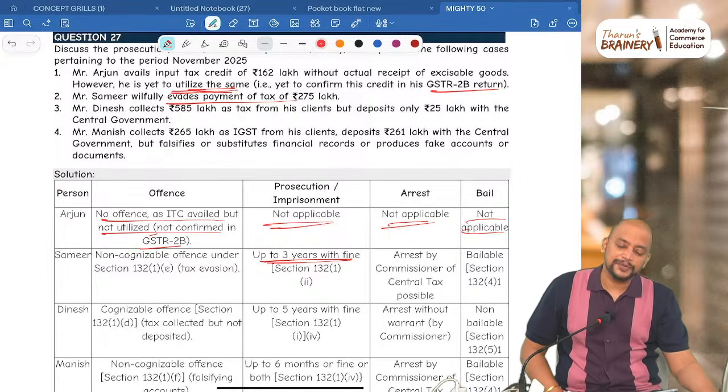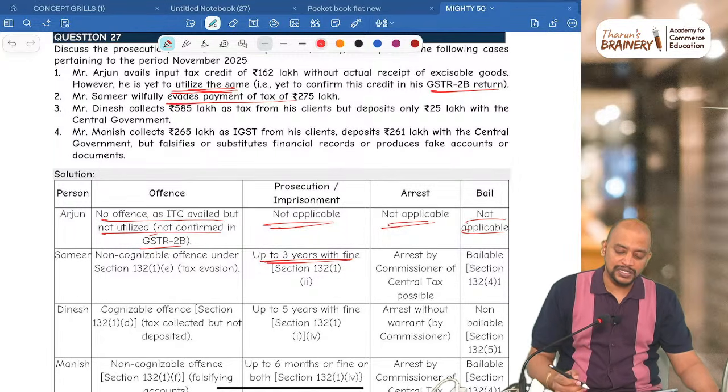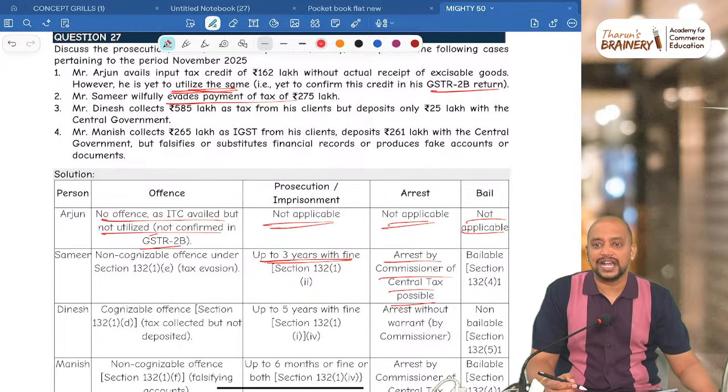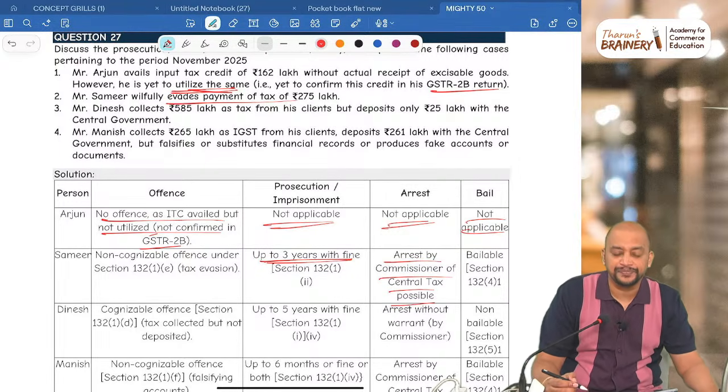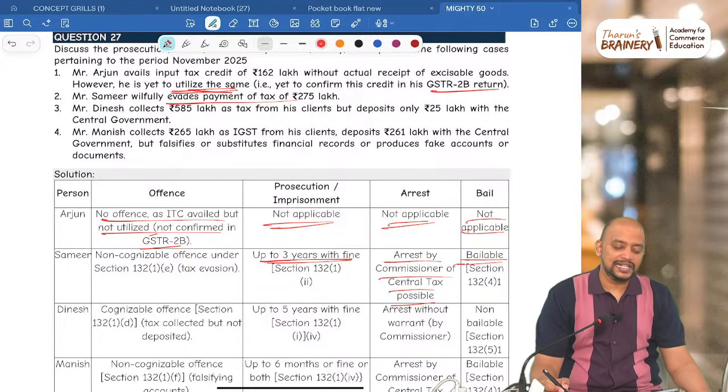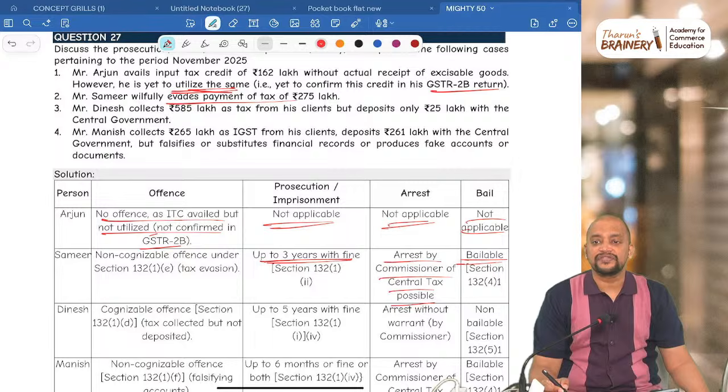Then arrest is possible because it is more than 2 crores. Arrest by Commissioner of Central Tax. But it is not more than 5 crores. As it is not more than 5 crores, bailable. Okay.